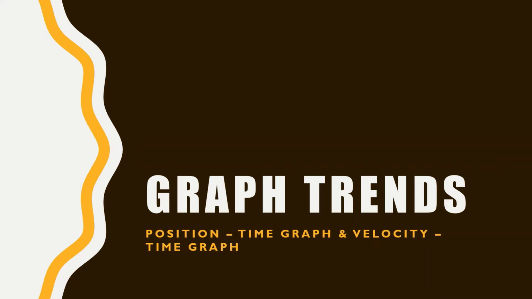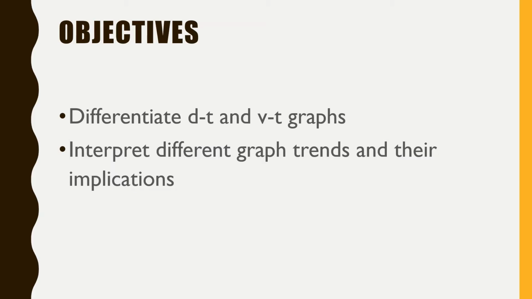However, you can check if the graphical trend agrees with the numerical value that you'll be getting, or solving. Now, for our objectives, we'll be differentiating a distance time graph and a velocity time graph, and then interpreting different graph trends and their different implications.